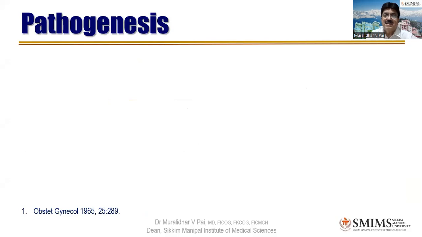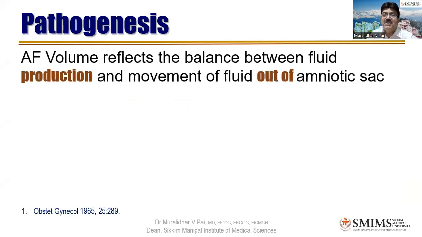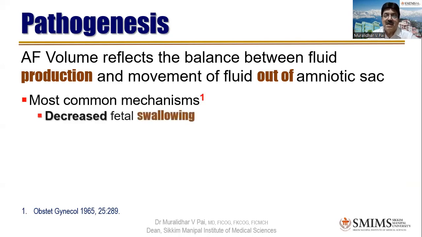What is the pathogenesis? It's a no-brainer. It's been put in a 1965 article itself, as you can see there. Amniotic fluid volume actually reflects the balance between the fluid production and movement of fluid out of the amniotic sac. Obviously, it is production and the movement outside the sac. Most common mechanisms are decreased fetal swallowing. See, the baby produces the amniotic fluid. Also, the membranes and the baby's urination, everything contribute to producing amniotic fluid. At the same time, the baby swallows also.